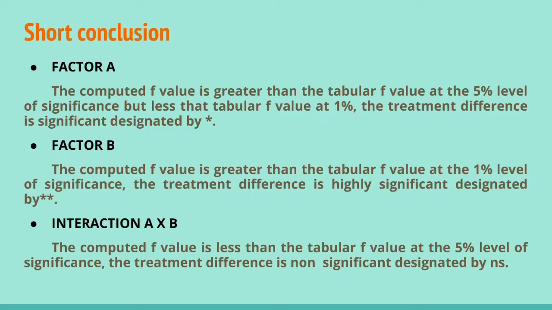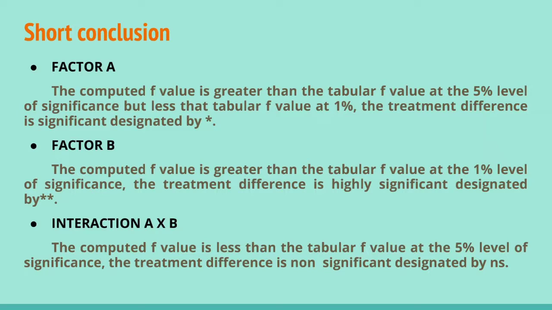Therefore, the treatment difference is significant, designated by 1 asterisk. For factor B, similar to how we've made our conclusion with factor A, we will just compare factor B's computed F value with its tabular F value. In the ANOVA, we can see that factor B's computed F value is greater than the tabular F value at 1% level of significance. Therefore, our conclusion would be the computed F value is greater than the tabular F value at 1% level of significance. Therefore, the treatment difference is highly significant, designated by double asterisk.